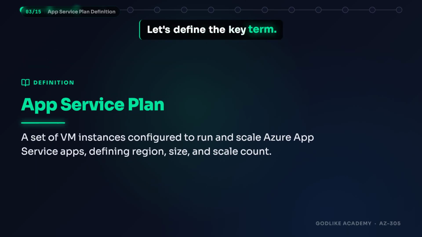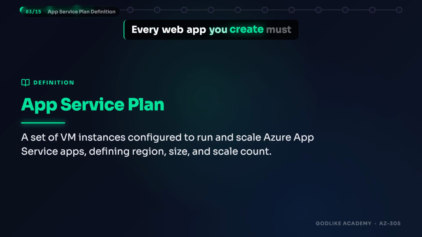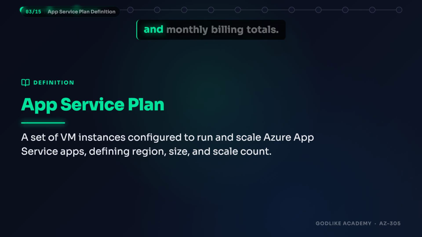Let's define the key term. An app service plan is a set of virtual machine instances configured to run and scale Azure App Service apps. It determines the region where your app lives, the instance size which defines CPU and memory, and the scale count which specifies how many VMs run your code. Every web app you create must be assigned to an app service plan. Misconfiguring the SKU or scale limits directly impacts your application response times and monthly billing totals.